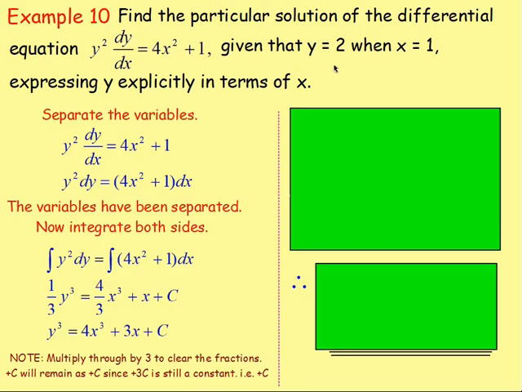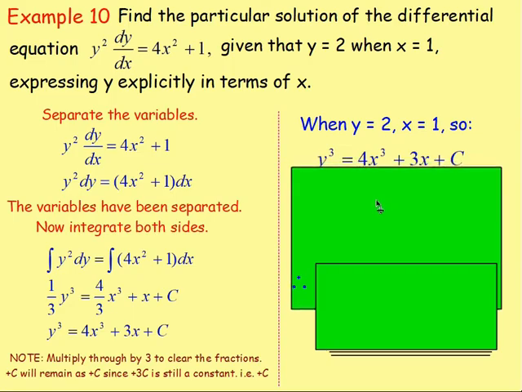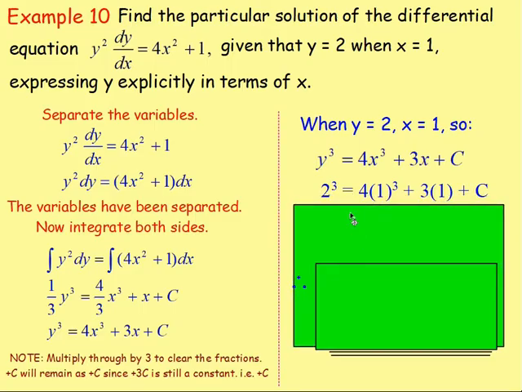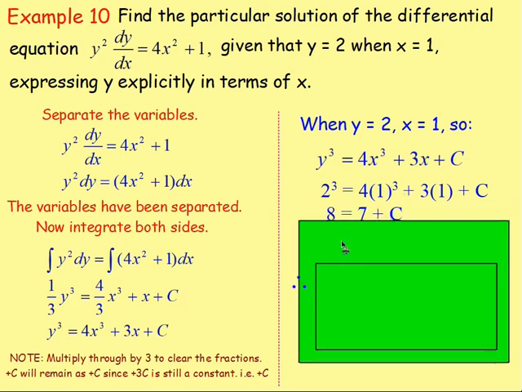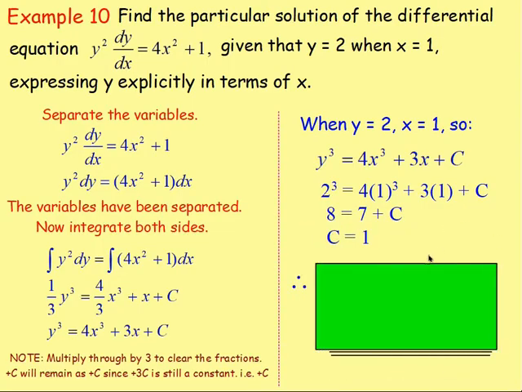We now have more information. We're told that y equals 2 and x equals 1, so we can sub them into this general solution. So replace y with 2, replace x with 1. Therefore, y cubed equals 4x cubed plus 3x plus c becomes 2 cubed equals 4 times 1 cubed plus 3 times 1 plus c. Work that out and you get 8 equals 7 plus c. In other words, c equals 1.